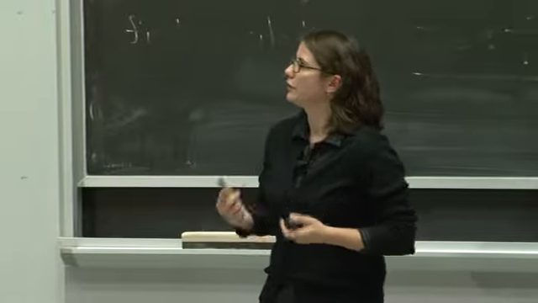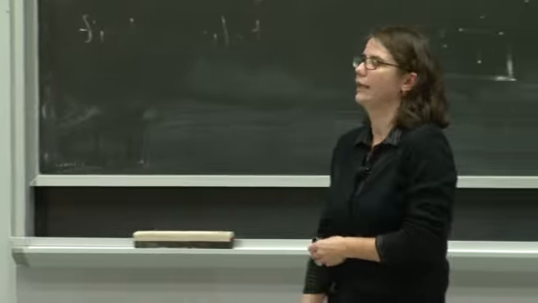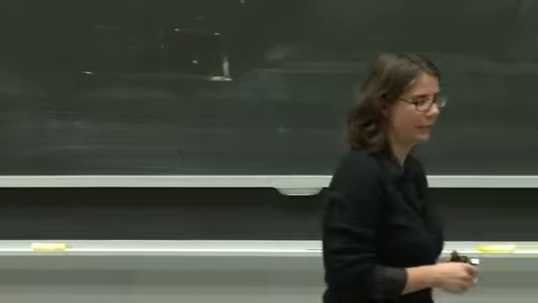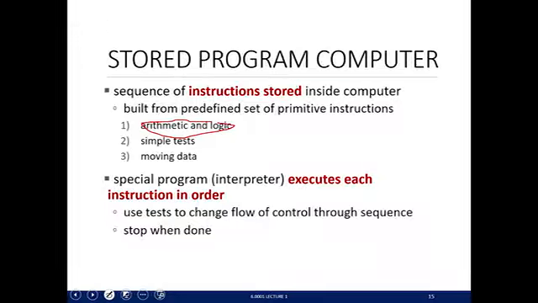Okay. So just to recap, you have the stored program computer that contains these sequences of instructions. The primitive operations that it can do are addition, subtraction, logic operations, tests, which are something equal to something else, something less than, and so on, and moving data. So storing data, moving data around, and things like that. And the interpreter goes through every instruction and decides whether you're going to go to the next instruction, skip instructions, or repeat instructions, and so on.